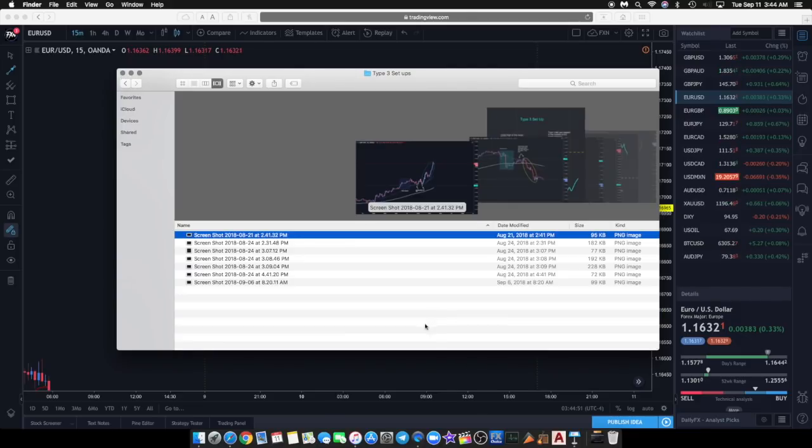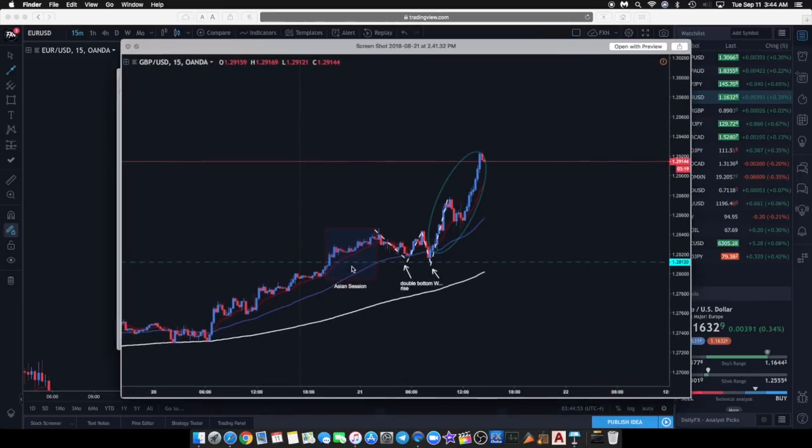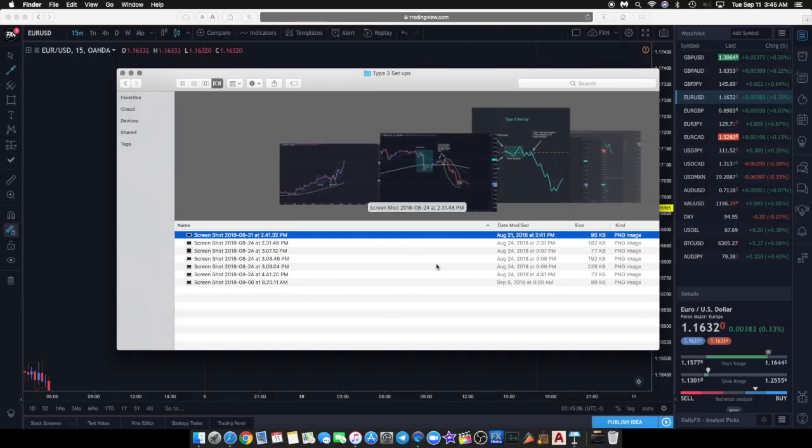And let's take a look at the last one here, type 3. Here's type 3 setups. Here's your Asian range. And then here we are in the middle of the Asian range. Boom, hit it again, and we rise, making the W, double bottom, boom.